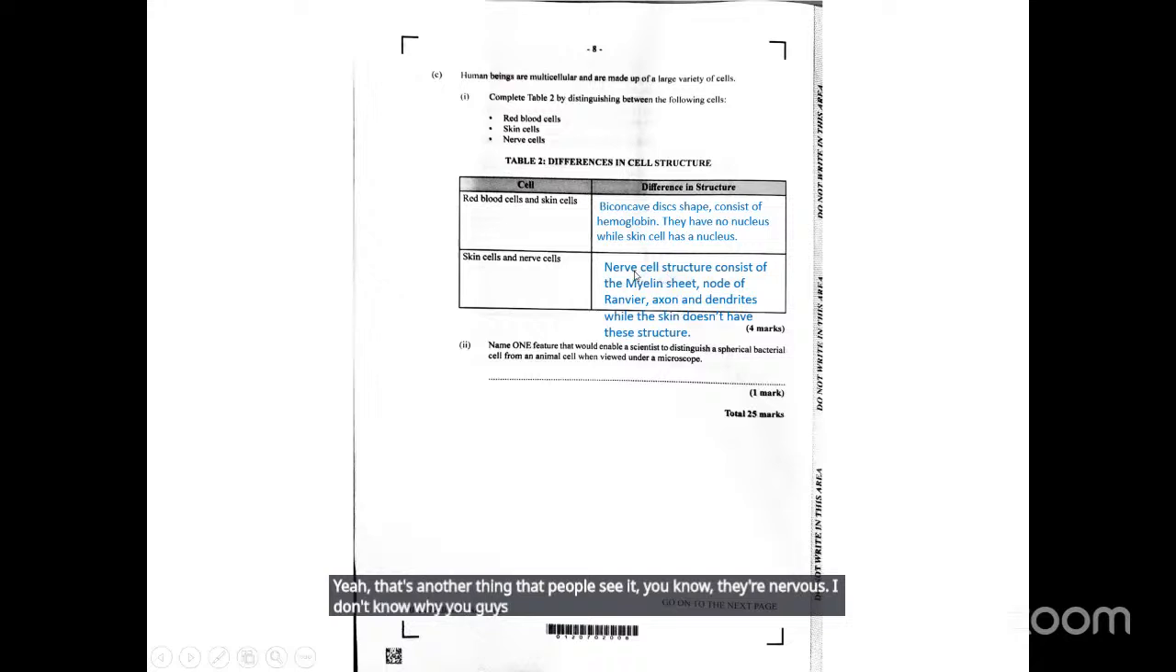So, nerve cell. Are we comfortable with the nerves? Yes and no, sir. Yeah, that's another thing that people hate, the nerve. I don't know why you guys hate the nerve so much. Nerve cell consists of myelin sheath, nodes of Ranvier, axon, and dendrites, while the skin does not have these structures. All of that simple. That's all. Simple 4 marks, guys.